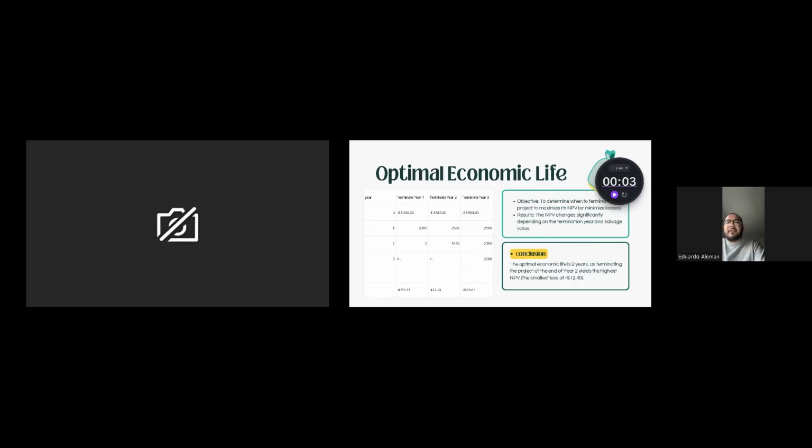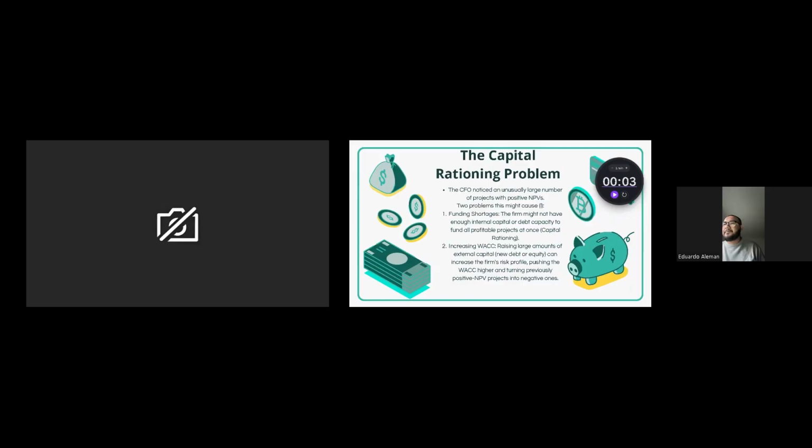Optimal economic life. For a new machinery, we analyze when is the best time to exit or sell. By comparing the NPV of terminating in years 1, 2, and 3, we found that the optimal economic life is 2 years. This scenario minimizes our net loss to just $12.40, compared to much higher losses if we sell too early or wait too long.